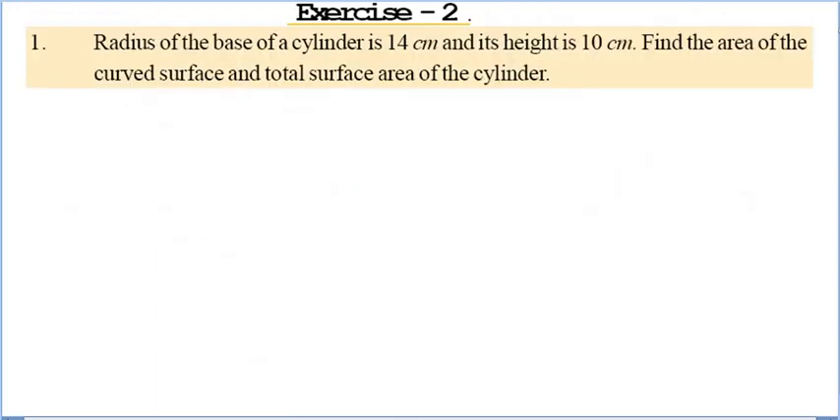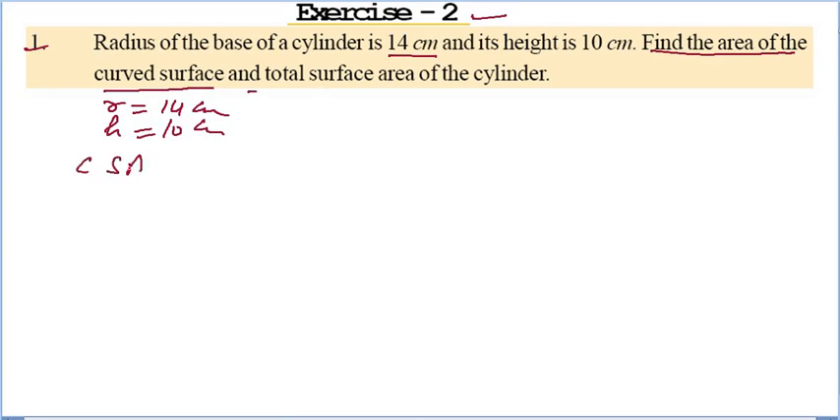Now come to exercise 2. The radius of the base of a cylinder is 14 centimeter. So radius of base, that is R, R is equal to 14 centimeter, and the height is 10 centimeters. So you have to write H is equal to 10 centimeter. Find the area of curved surface and the total surface. Curved surface, that is the CSA.